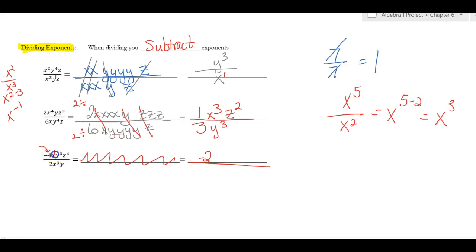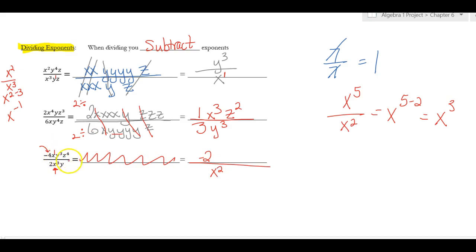Okay, I have 1 x on top and 3 on the bottom. 1 minus 3 is a negative 2. And so since it's negative, that tells you it's going to go on the bottom. A lot of times what I do, though, is I just say 3 minus 1 is 2. And since there was more on the bottom, it stays on the bottom.